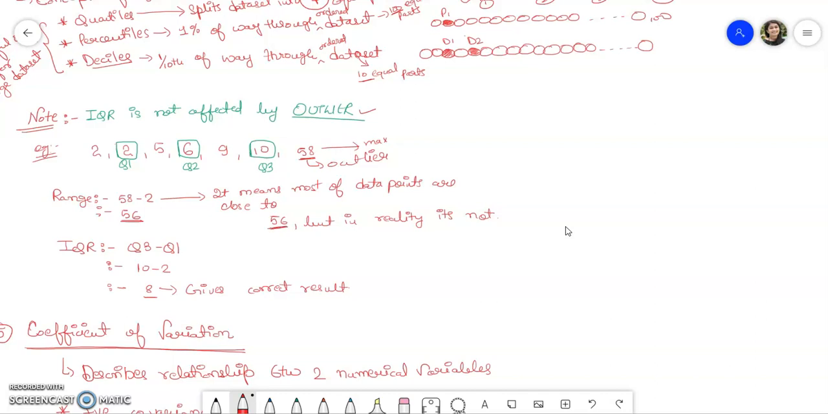But if you look at these data points, you can clearly see they are not close to 56. But if you calculate the IQR, it will give you a correct result. That is, it concludes that most of the data points are nearer to 8, which makes sense as you can clearly see.